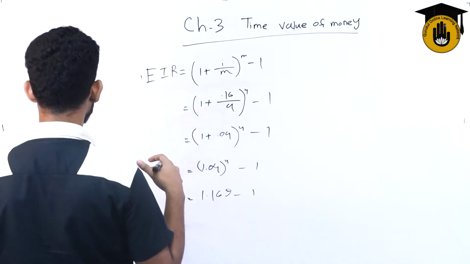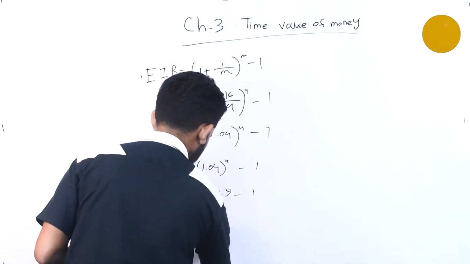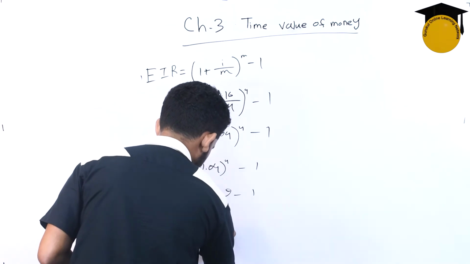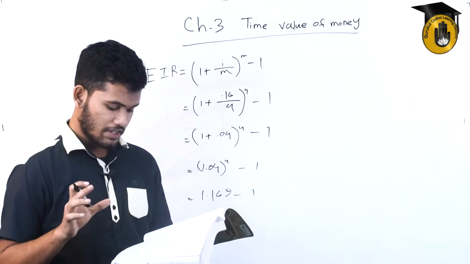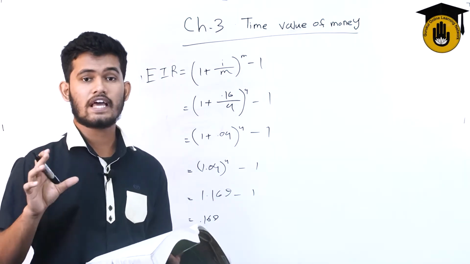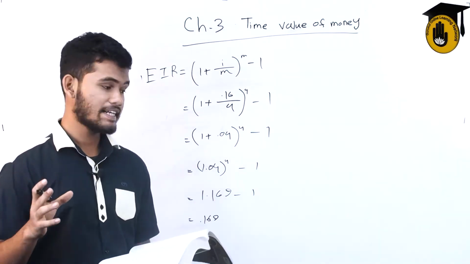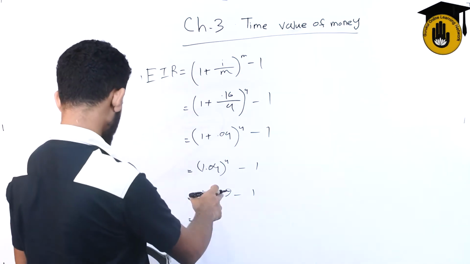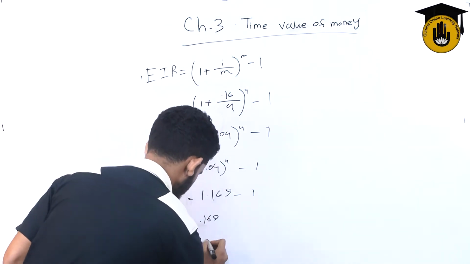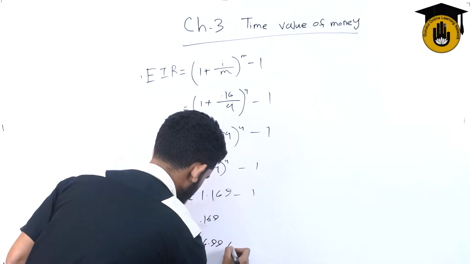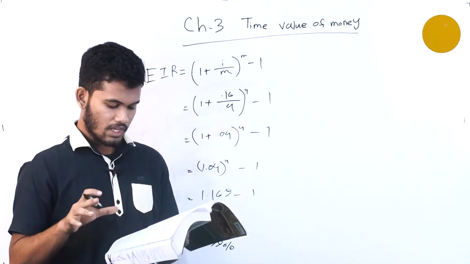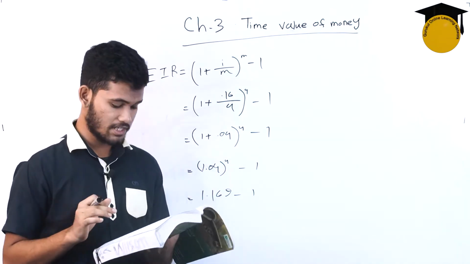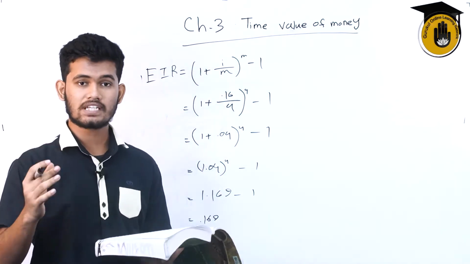1.169 minus 1. So we will get the initial result of 0.169. So the effective annual interest rate for that loan is 16.9%. So if you multiply that by 100, we will get 16.9%. So that is the initial amount of loan that Mr. Anis has to pay for his car.